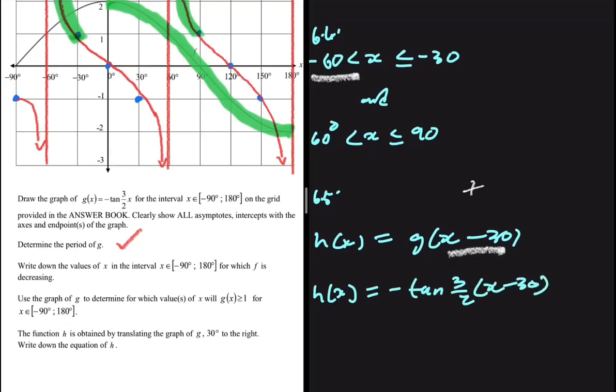So h of x will be equal to minus tan 3 divided by 2 times x minus 30. Right. We can further simplify this and say that h of x is equal to minus tan of 3 divided by 2 x minus 45 degrees.